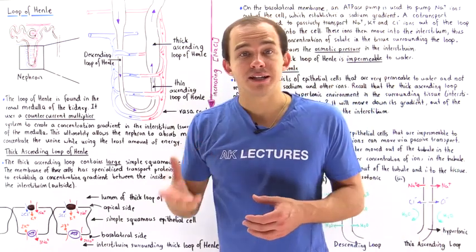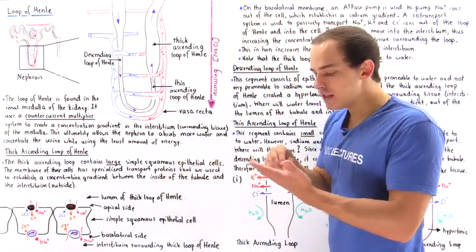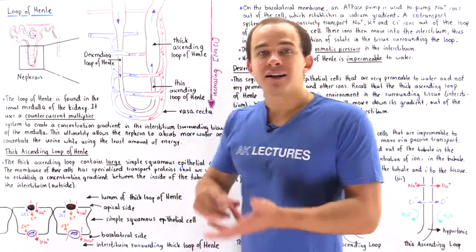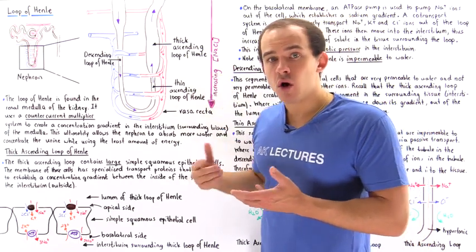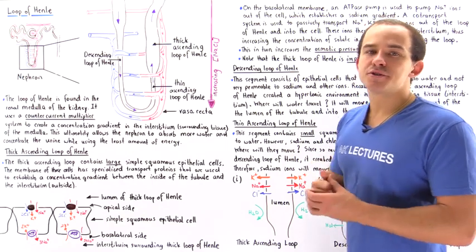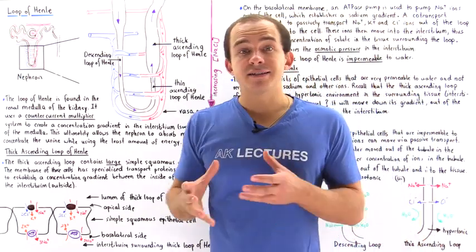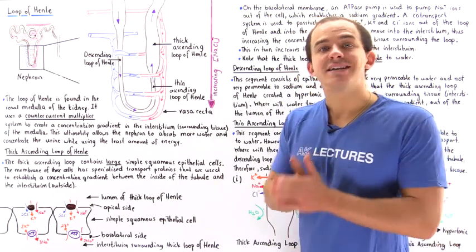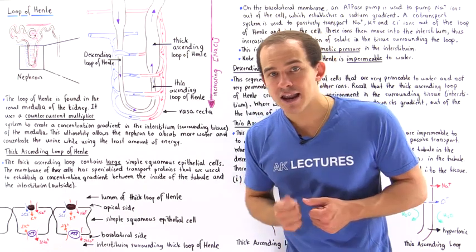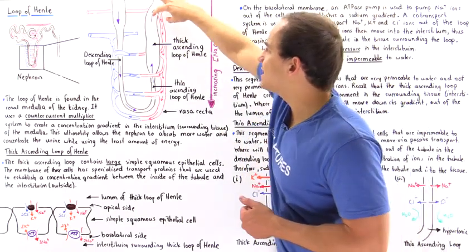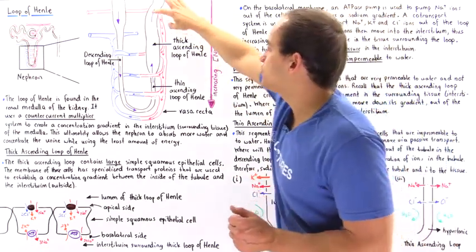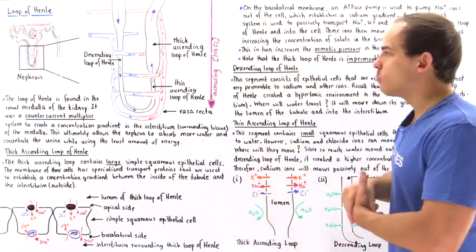And what that ultimately does is it basically allows our loop of Henle to absorb more water, and allows the nephron overall to absorb more water. And this concentrates our urine that is produced by the nephron, and at the same time, it utilizes as little energy as possible. So the only time we actually use any energy within our loop of Henle is within the thick ascending loop of Henle, and we'll see why energy is used in this segment in just a moment.